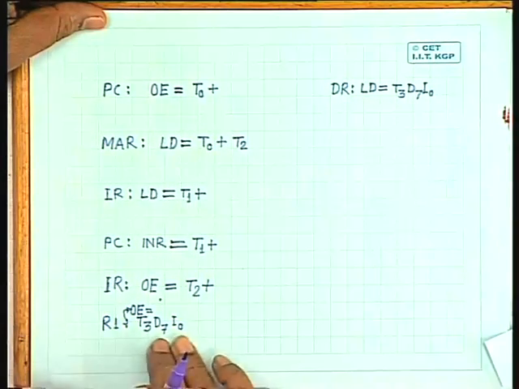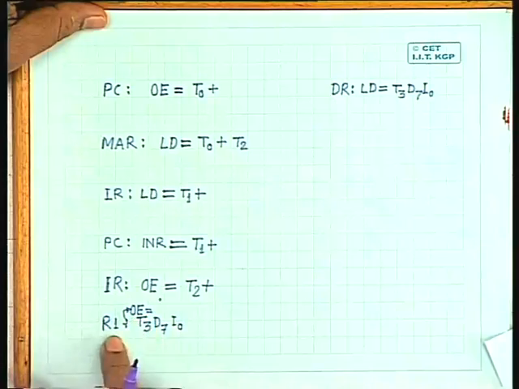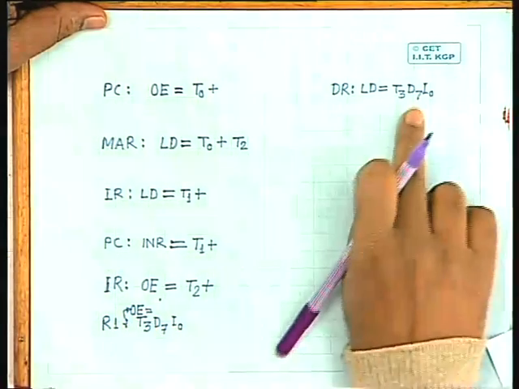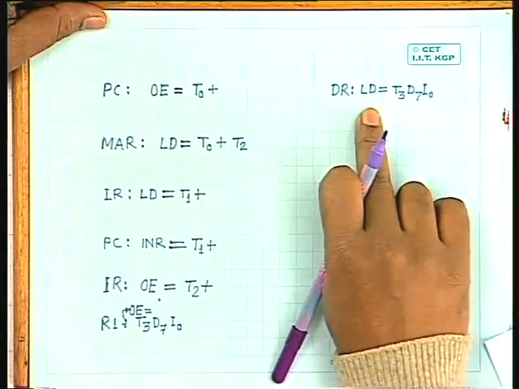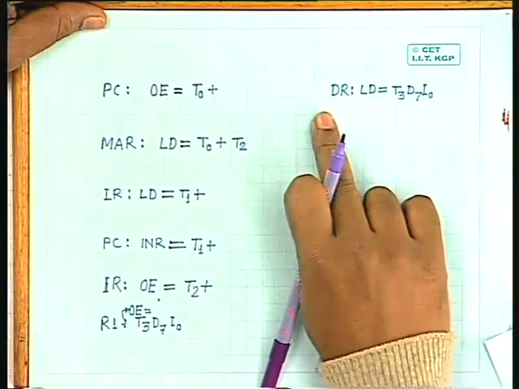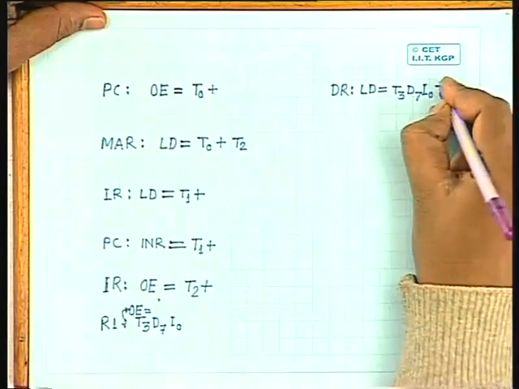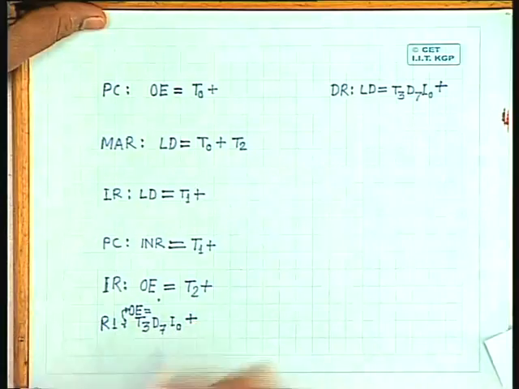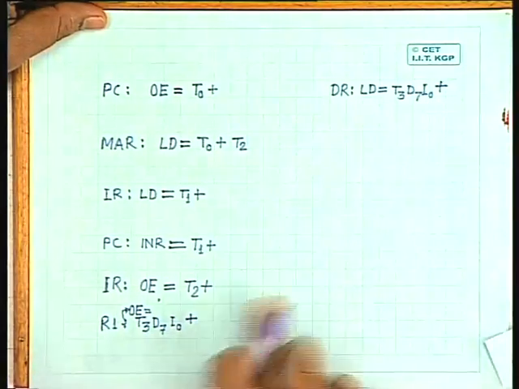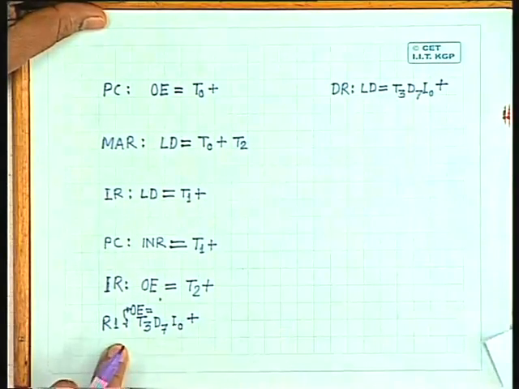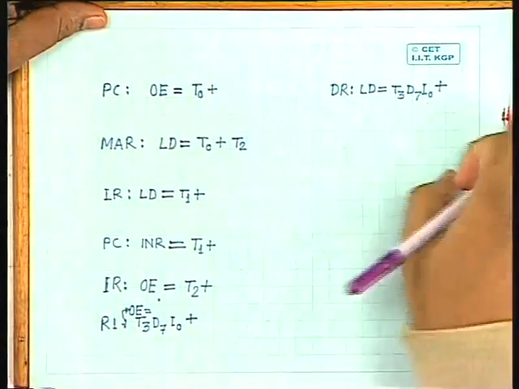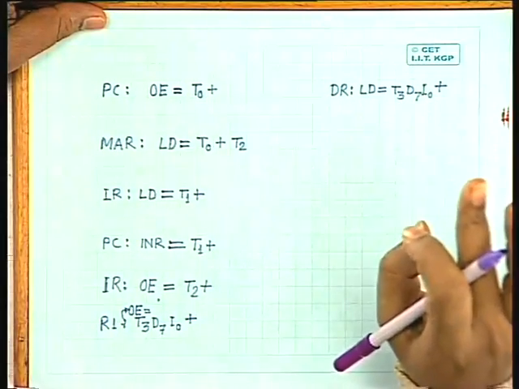Whenever this is true, the output enable of register R1 must be active. Whenever this is true, the load input of register DR, the data register, must be active. There may be other conditions as well, so I'll put them as an OR condition. So this or some other condition, this will be active.